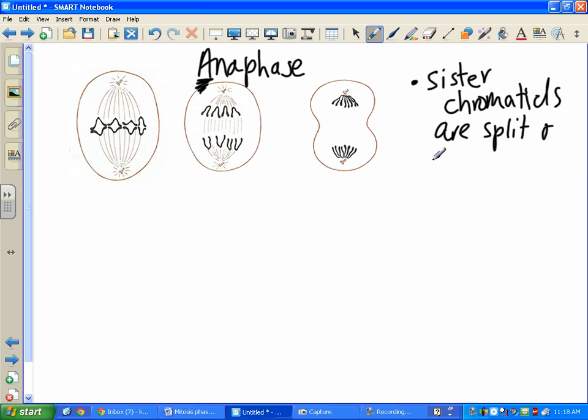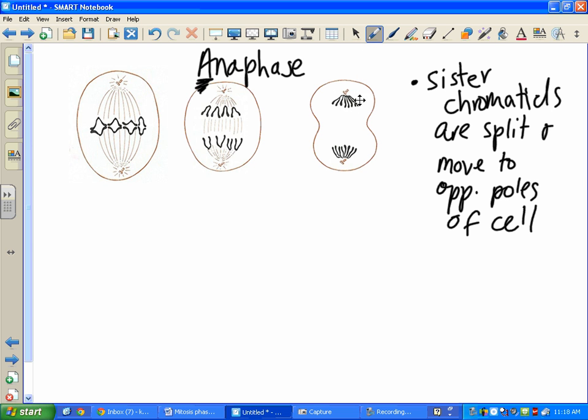And they move to opposite sides of the cell. And that's really about it. This is the end of anaphase right here. See how the centriole kind of reeled them in like a fishing line? The spindle fiber gets shorter and shorter. These lines in here are just showing the movement. And then eventually you have all the chromosomes here.